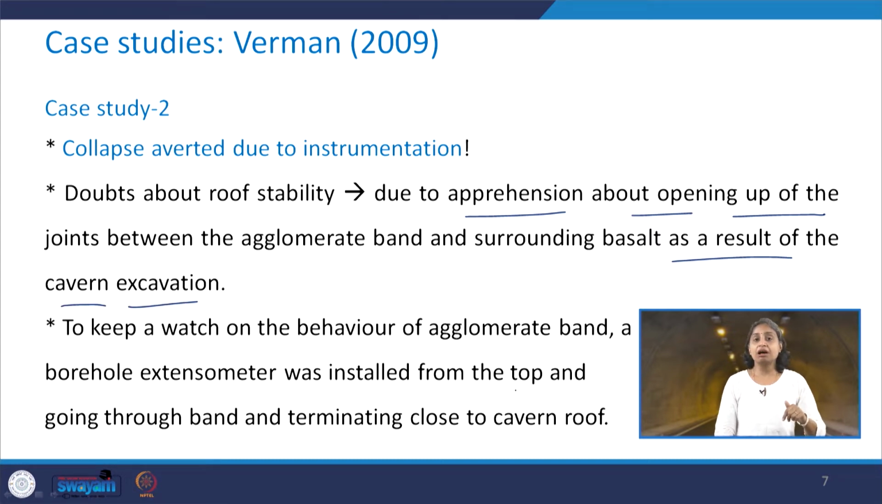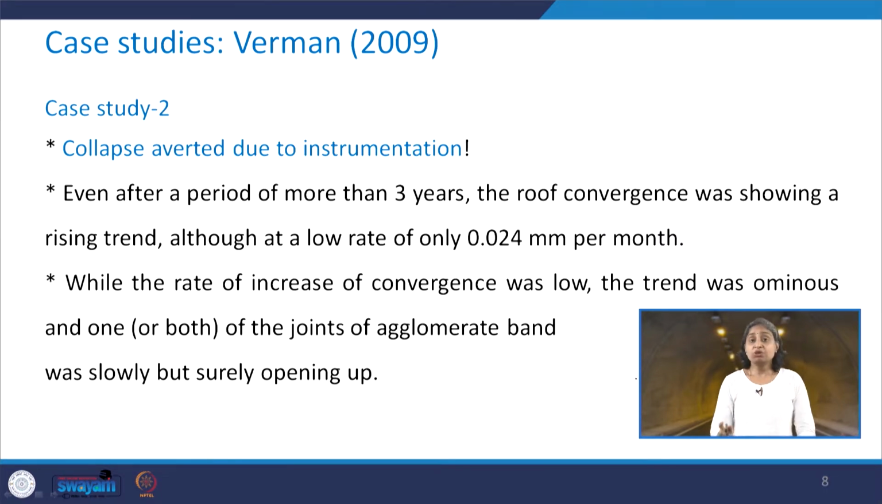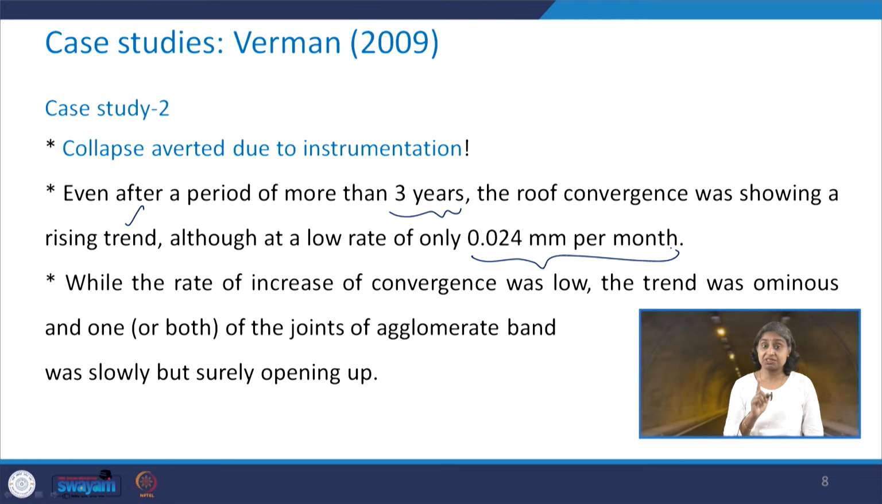So, to keep a watch on the behavior of this agglomerate band, a borehole extensometer was installed from the top, going through the band and terminating close to the cavern roof. Even after a period of more than 3 years, the roof convergence was showing a rising trend. Although the rate of this convergence was very small, still it was there. It was as small as 0.024 millimeter per month, but it was there.